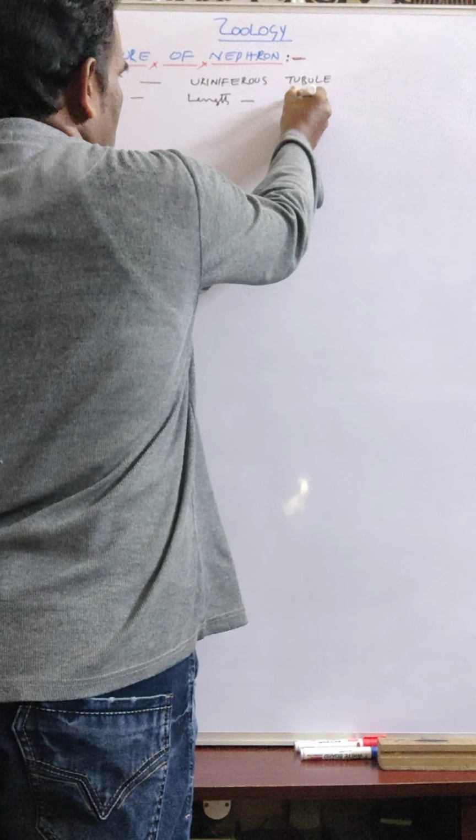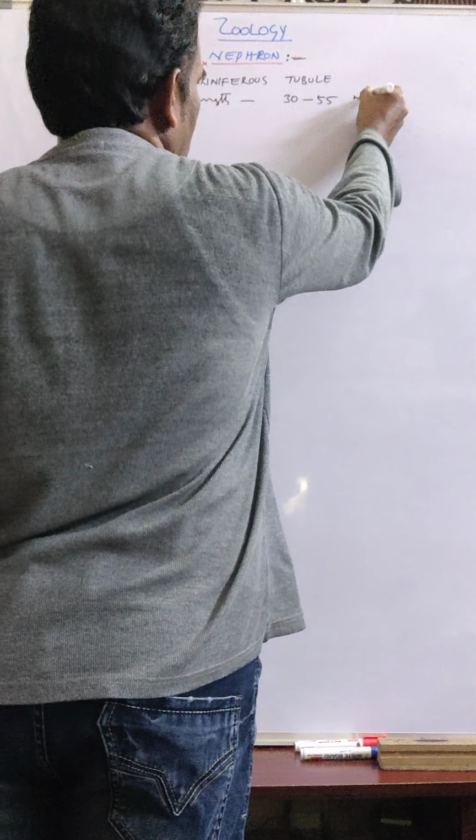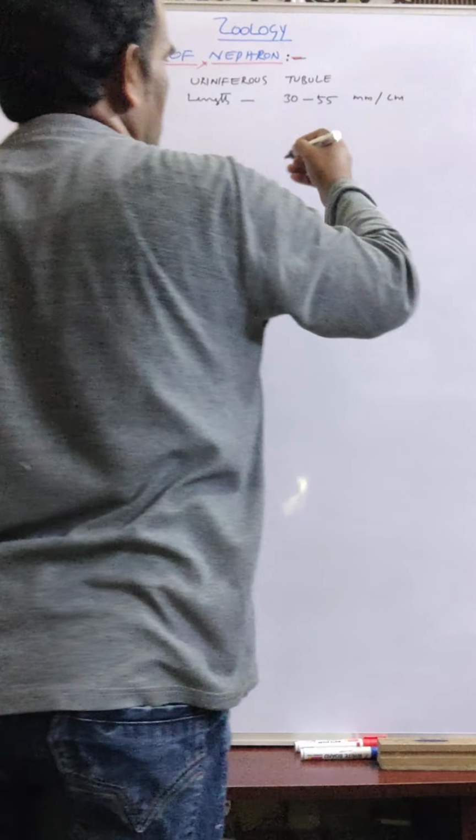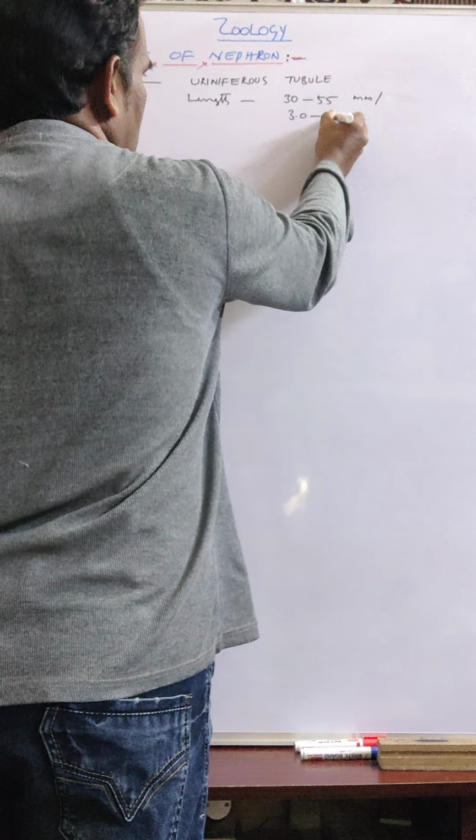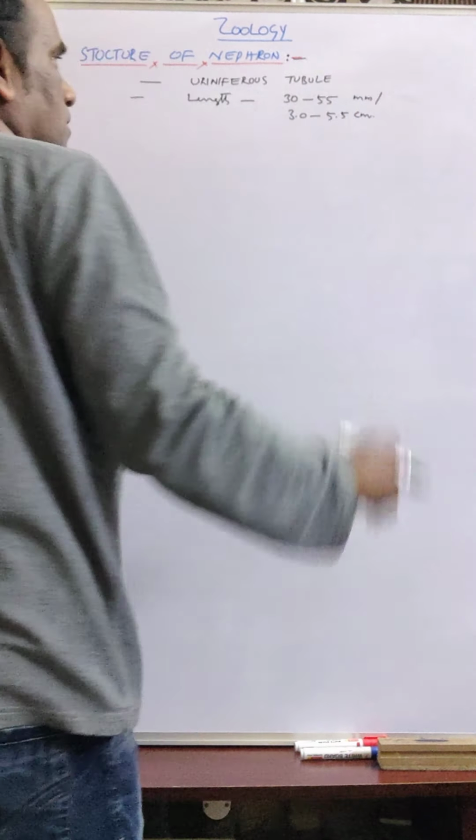Let's now talk about the structure of nephron. Nephron is also called uriniferous tubule. The length of nephron is 30 to 55 millimeters, or in terms of centimeters, 3 to 5.5 centimeters in length.